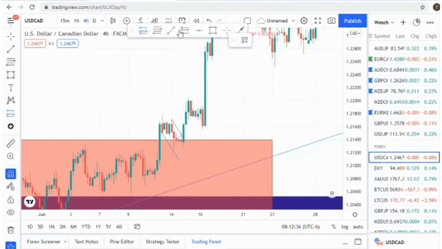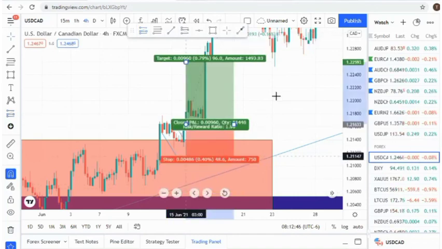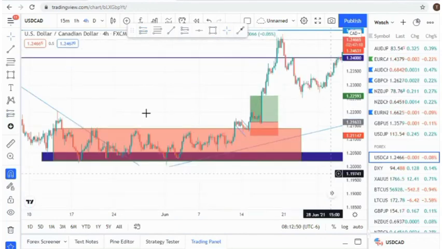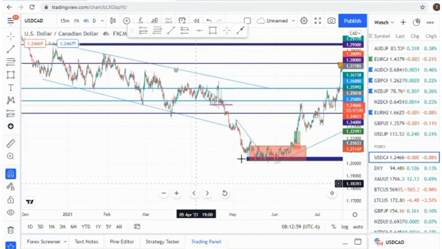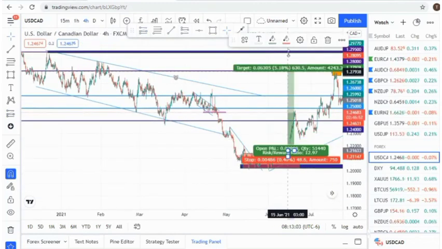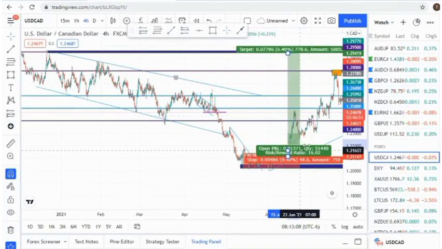I jumped into this trade here, and my stop was here. Then immediately I set my take profit. My take profit definitely was going to be this zone. Alright, 700 pips. It was going to be that zone.